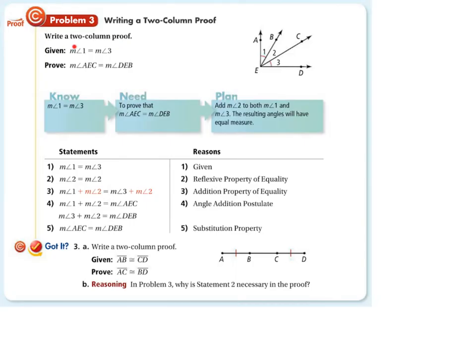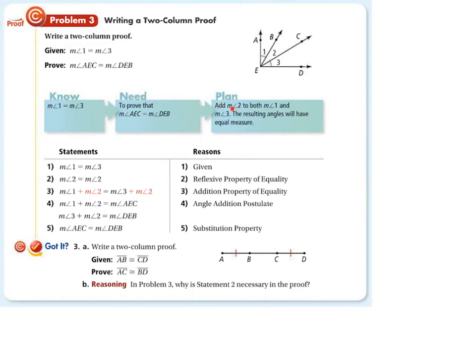All right, so let's do it. Let's write this two-column proof. Given that the measure of angle 1 is equal to the measure of angle 3, and we are given that partly in the diagram by seeing these angle marks, you're going to prove that the measure of angle AEC, this right here, comprising angle 1 and angle 2, is equal to the measure of angle DEB, which comprises angles 2 and 3 together, right? Okay, so this is what we know, this is what we're trying to prove. And let's make this as our plan.